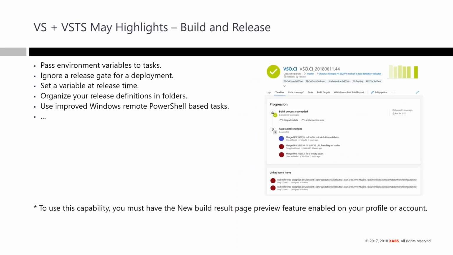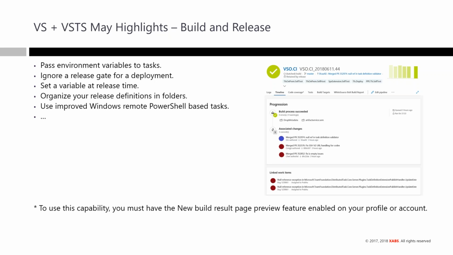Next update. Also quite a lot of stuff on the build and release. And the one important aspect about this is you must have the new build result page preview feature enabled if you want to do this. So if you want to use this stuff, which is actually quite useful if you're doing DevOps, go and enable it. It allows you to pass environment variables to tasks, which is quite nice because before it was a little more limited what you could specify directly in there.